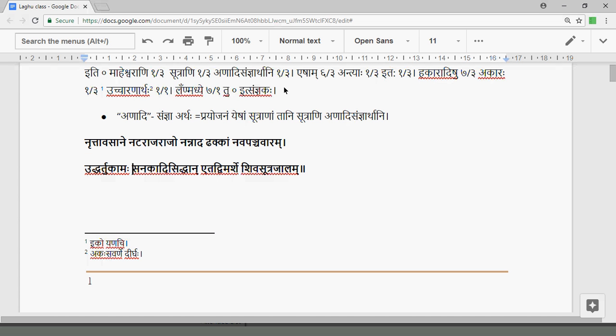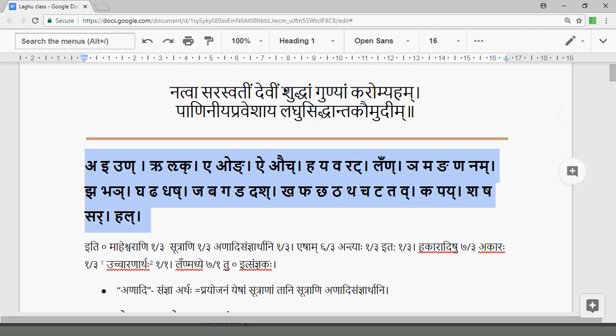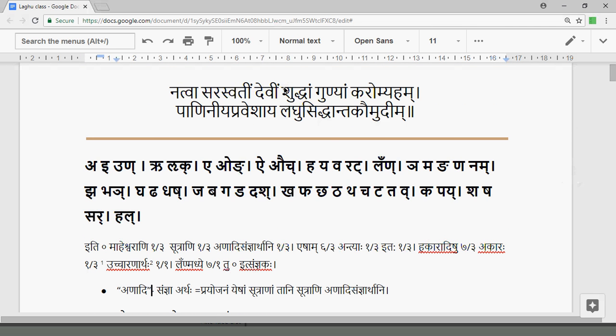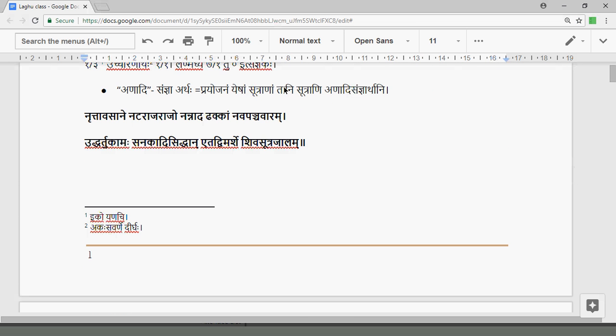Etad Vimarshe, when this is analyzed, this Shiva Sutra Jalam. This Jalam is a group of Shiva Sutras. You know that these are Shiva Sutras. When these Ai Un are analyzed, Navapanchavaram, he played this Damru, and when these are analyzed, Etad Vimarshe, when once you understand this, these are what? These are Shiva Sutra Jala, their group of Shiva Sutras. This is the prayer we'll do at the end of each Patha. So we'll stop here and I'll see you in the next Patha. Om Tat Sat.